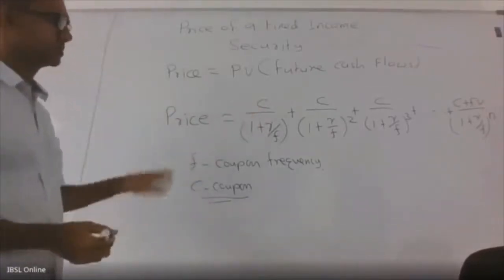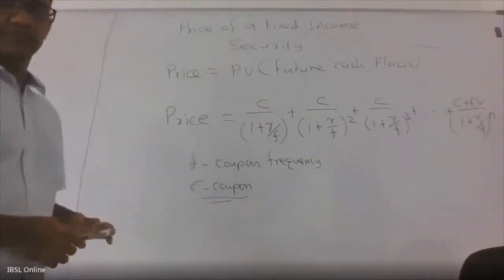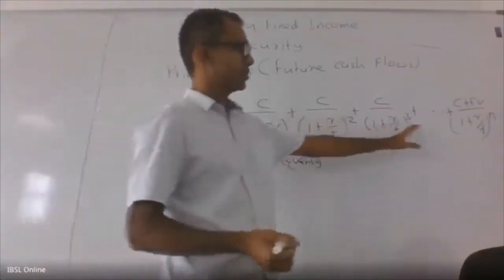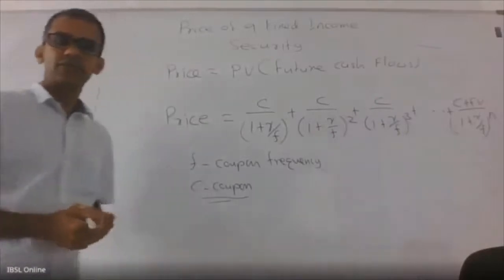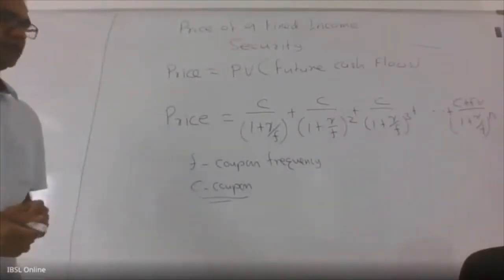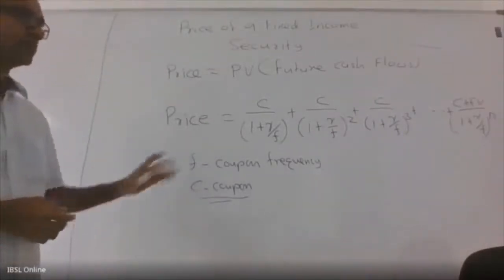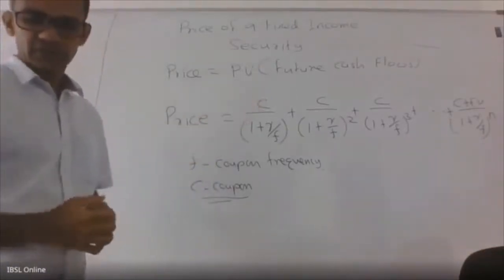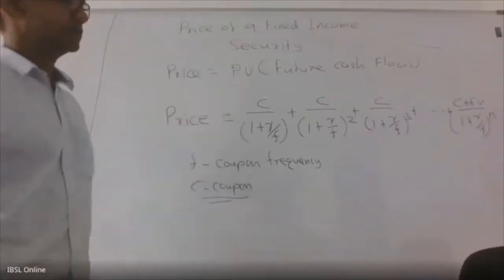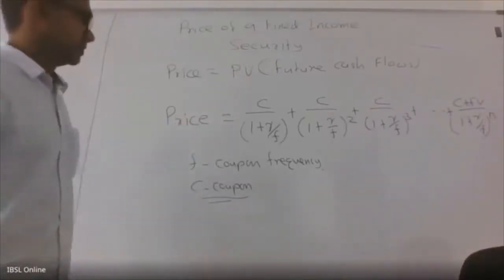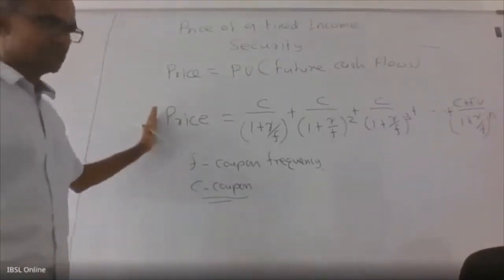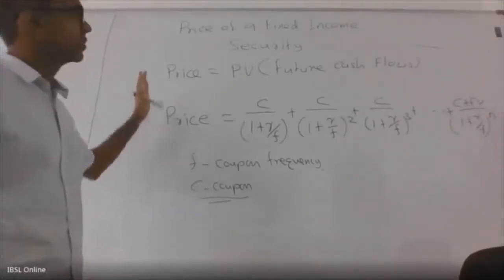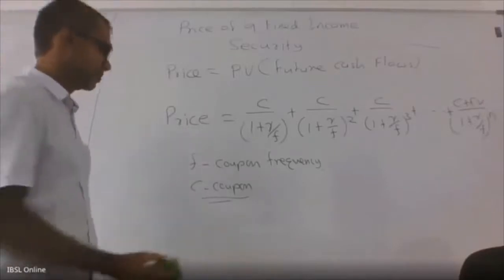We can summarize this by considering all coupon payments as an annuity, and use the annuity equation to calculate the present value of coupon payments plus the present value of face value, what we get at the end. So this is the basic we discussed last week about how to price a bond.